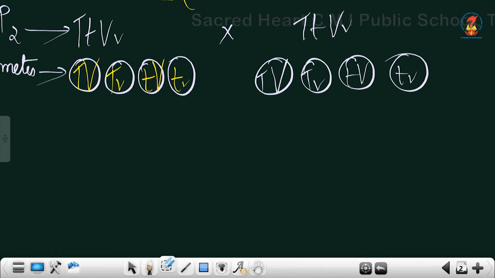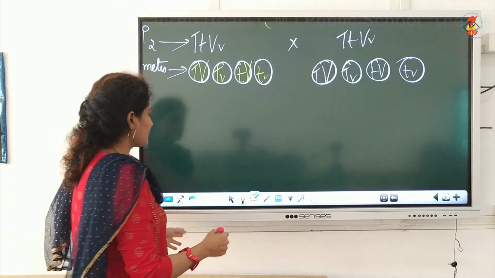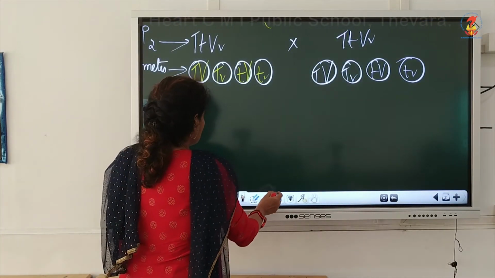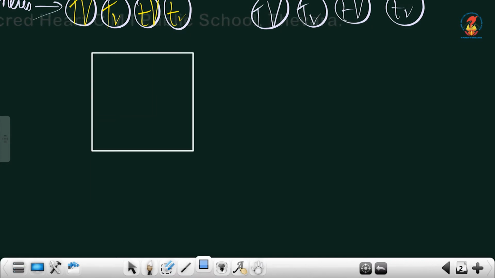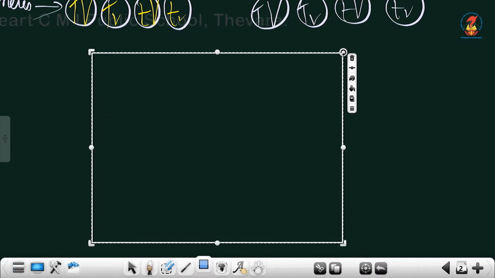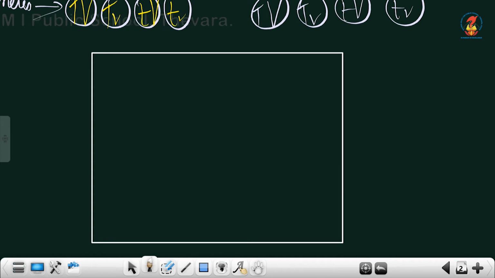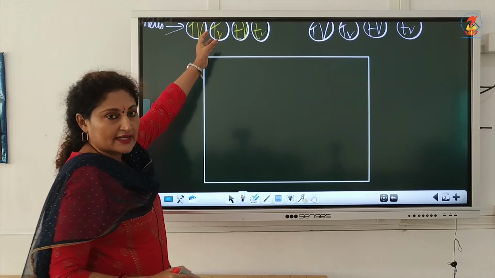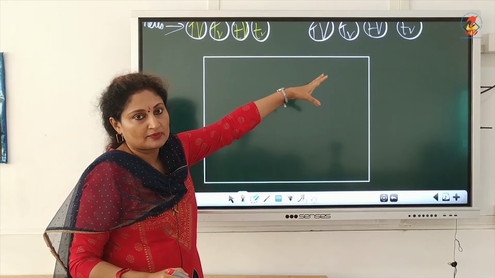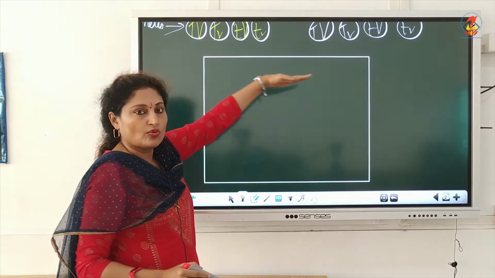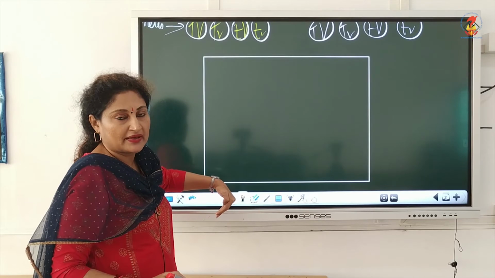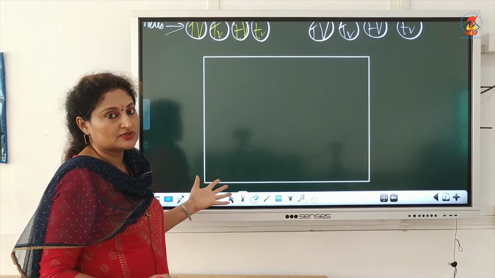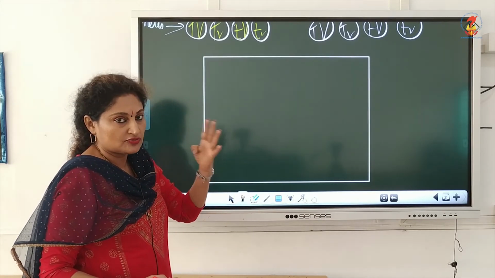Punnett square is a tabular form, or graphical representation. Now tabular form, you have to draw a table. I drew a square, and how many rows and how many columns? The one parent has 4 gametes, the second parent has 4 gametes. So one row indicates one parent, the column indicates the other parent. So how many rows and how many columns? 4 gametes, so is it 4 rows and 4 columns?